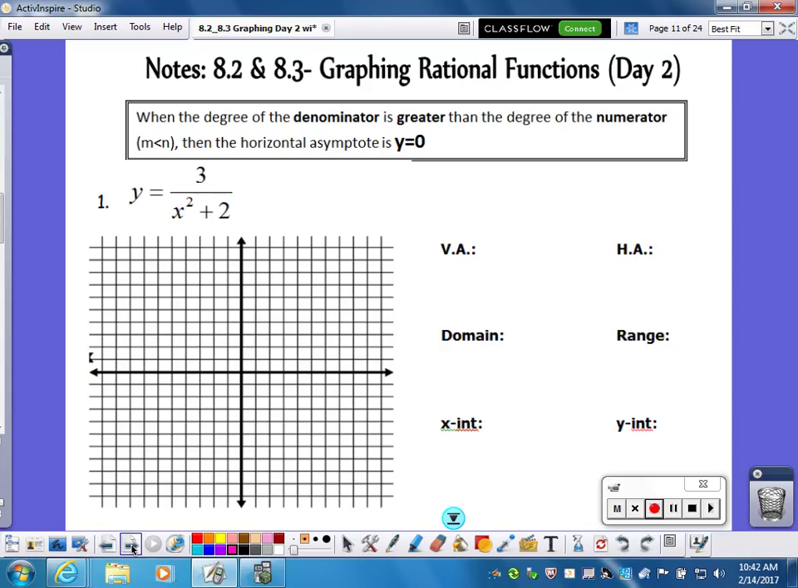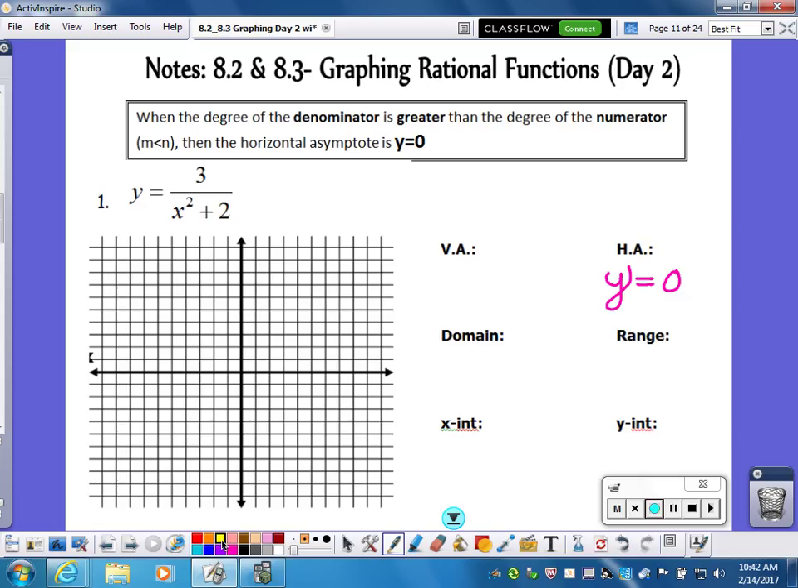All right, we are now on page 9 of your notes, and we're going to look at problem number 1. Please make sure you have a calculator with you because we will be using the calculator also. So first thing I do when I look at these problems is I ask myself, is the degree bigger on the bottom or the top? Well, if you look at this problem, this is a constant. The degree on the bottom is a second degree polynomial. So we're bigger on the bottom. So my horizontal asymptote is y equals 0.